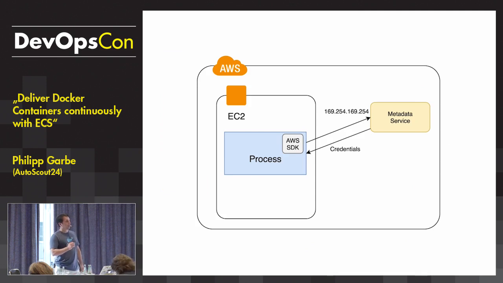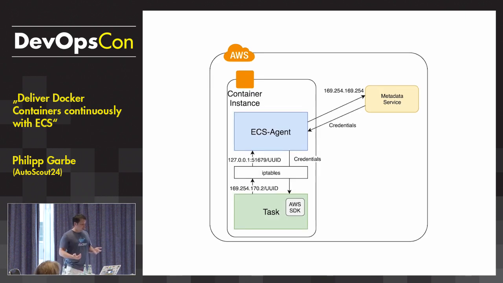How does it work with the task role? Normally, if you have an EC2 machine, you automatically get a metadata service attached. It's accessible on a specific IP address, and the AWS SDKs automatically check that one and get temporary credentials, and then use those credentials to access other AWS services, for example DynamoDB. But for containers, it gets a little bit more complicated.